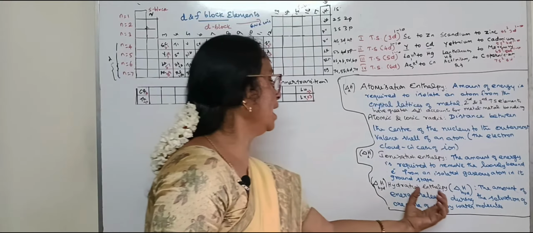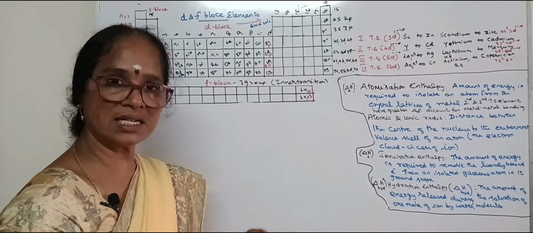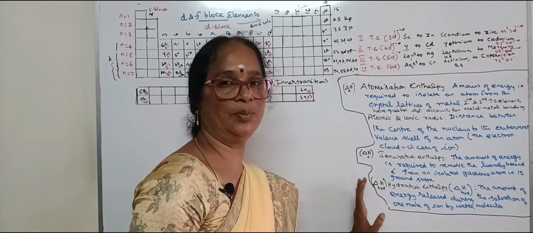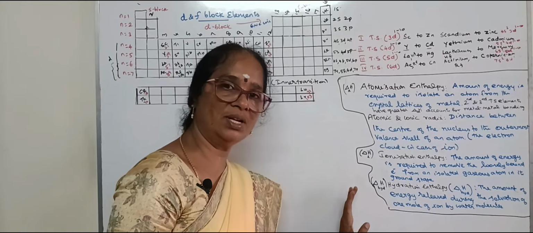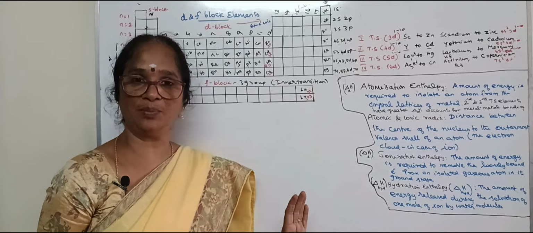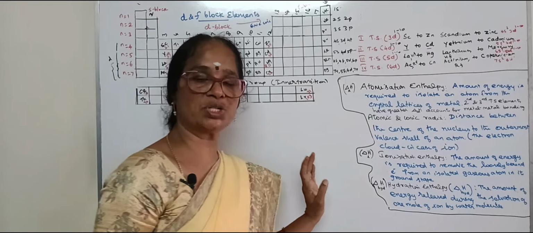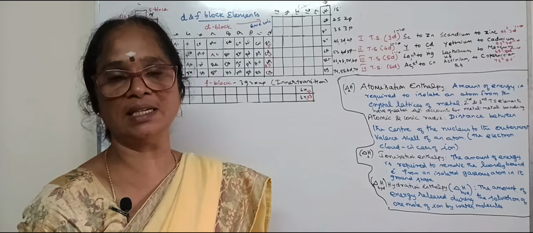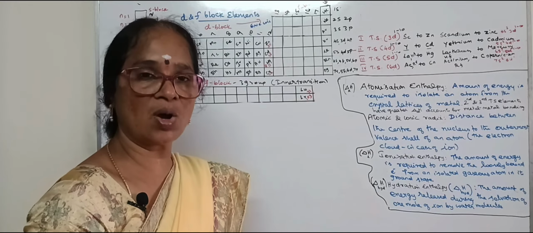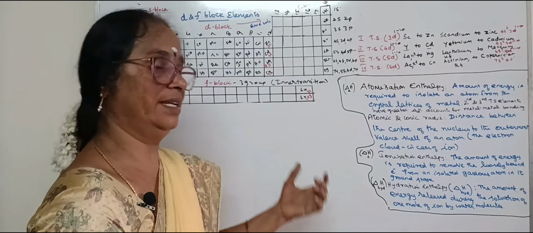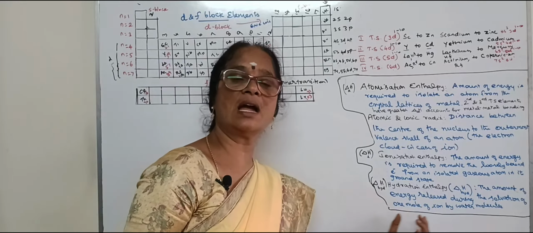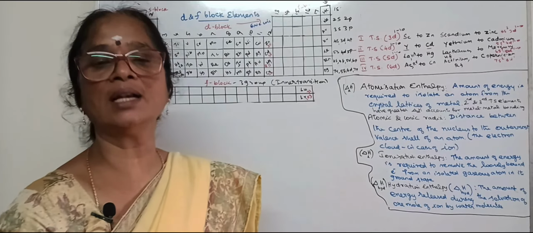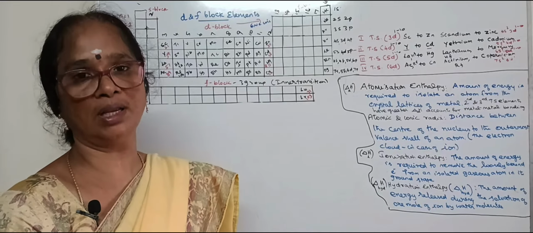We know what ionization enthalpy is, as well as what atomization enthalpy is. What do we mean by hydration enthalpy? Hydration enthalpy is always an exothermic process. That means during the dissolution of a salt in water, some amount of energy is released. That is called an exothermic reaction. In this case, the metal ion produced in the solution can be solvated by the water molecules.